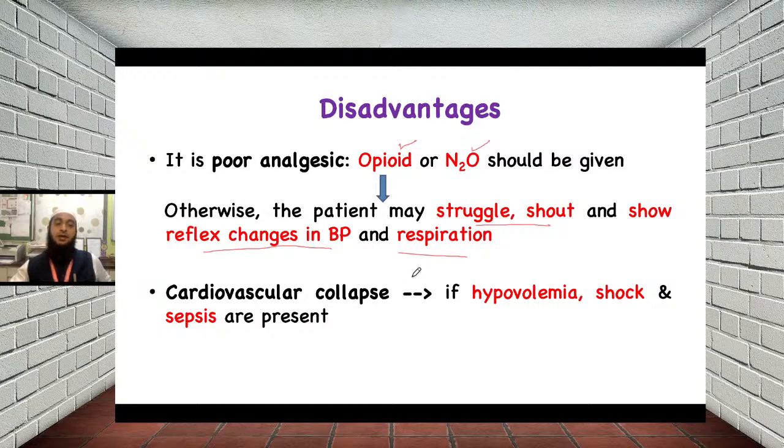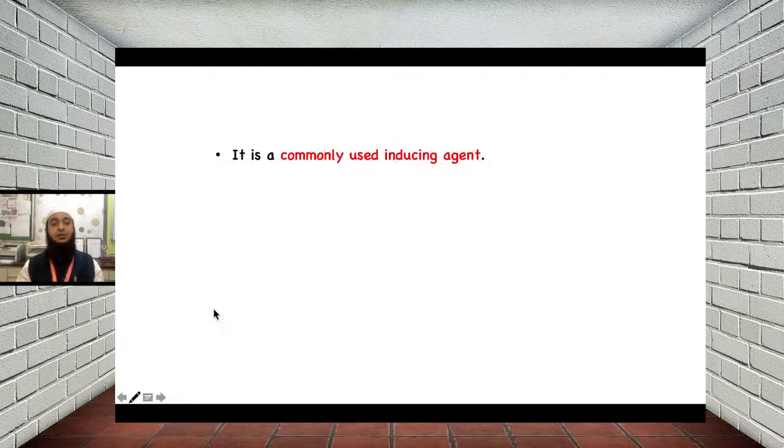Another important issue is on the cardiovascular system. Sometimes at very high doses it may produce cardiovascular collapse. That is very dangerous and it may occur due to hypovolemia and shock or sepsis. What is hypovolemia? When blood volume is reduced suddenly. When blood volume is reduced, blood pressure will drop and there will be circulatory collapse. Due to that, the patient suffers from shock. There is no blood supply to the different organs, and he may also suffer from sepsis. So this may occur with thiopental. That is the disadvantage.